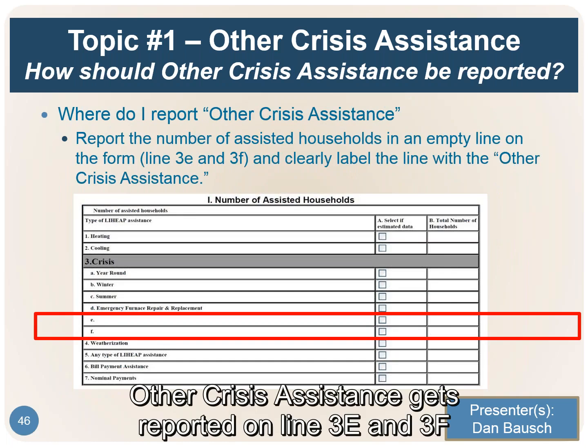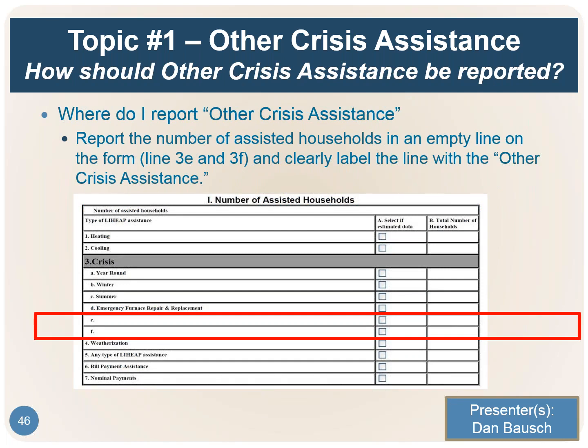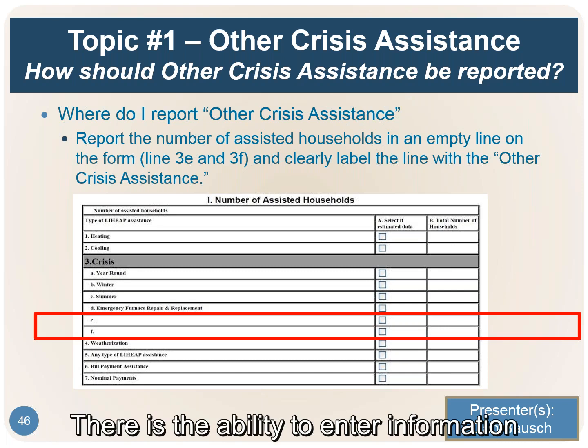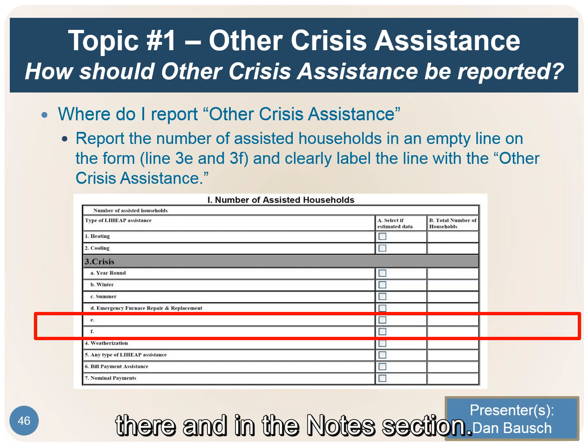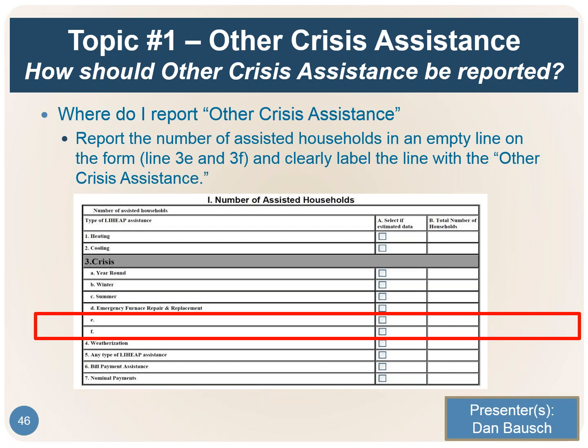So other crisis assistance gets reported on line 3E and 3F in section 1. And there's the ability to enter information about what those programs are and what the assistance is there in the notes section.